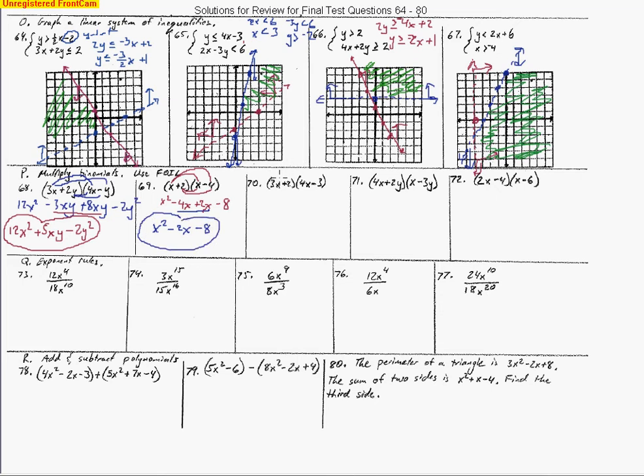Well, in this one, 3x and 4x, those are my first terms. So that makes 12x squared. Outside terms make a negative 9x. Inside make a positive 8x. And the last terms make a negative 6. So I'm able to combine the outside and the inside terms again. So I now have 12x squared minus x, and then minus 6. And that is my answer.